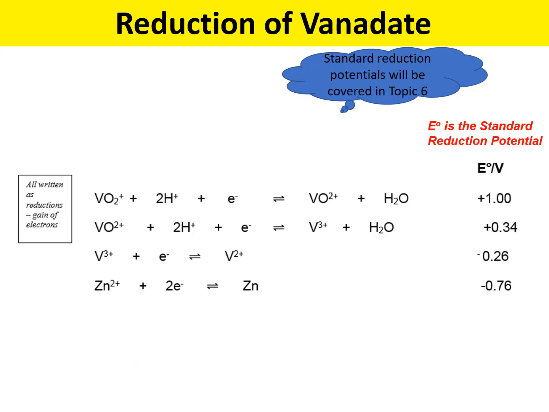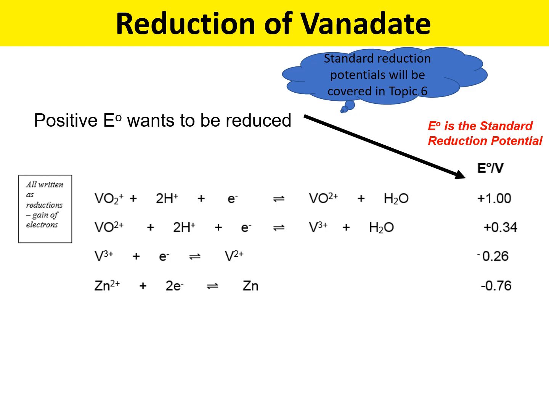On the slide, there are 4 equations that are half equations because you can see they contain electrons. All the electrons are on the left-hand side, so these are all reduction equations. We're going to look at standard reduction potentials in topic 6, and we can use this information to see why zinc will reduce vanadium from +5 to +2. If you have a look at the standard reduction potential value, if it is positive, that means that equation will be a reduction equation.